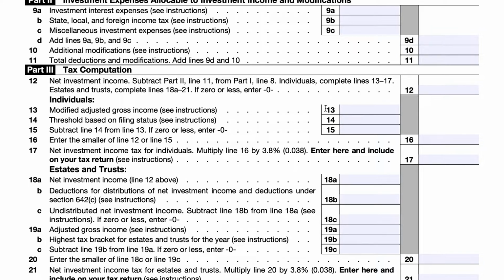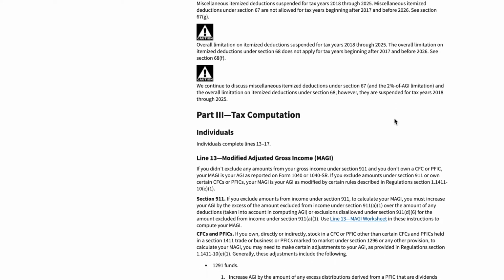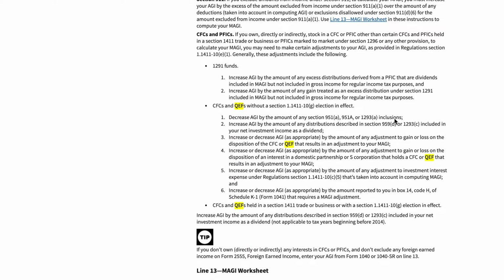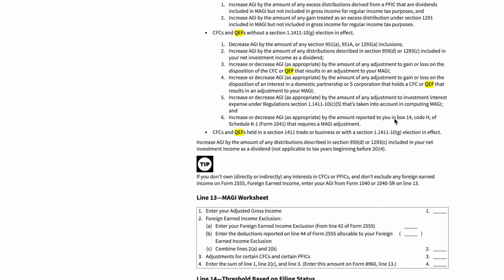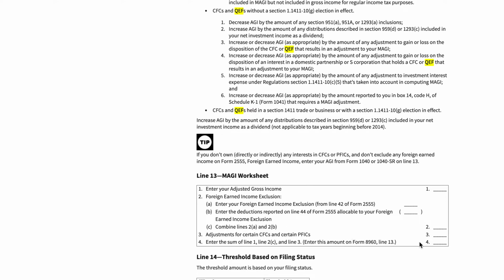Let's start with individuals. So line 13 is the modified adjusted gross income, which generally is your adjusted gross income with a couple of modifications, usually adding certain tax items or taking out certain tax items. And so there is a modified adjusted gross income worksheet for line 13. You're going to enter your AGI and then go through step by step with any foreign earned income exclusions. If this is not applicable to you, then line 4 will likely end up looking a lot like line 1.